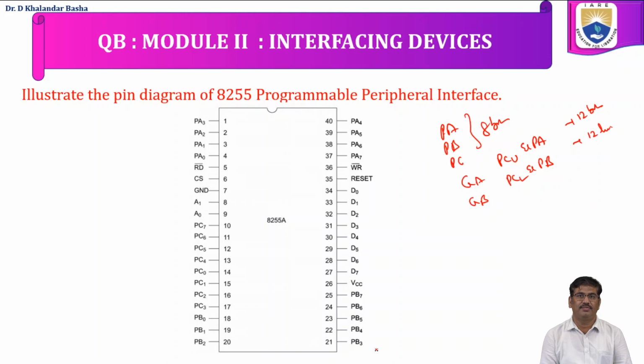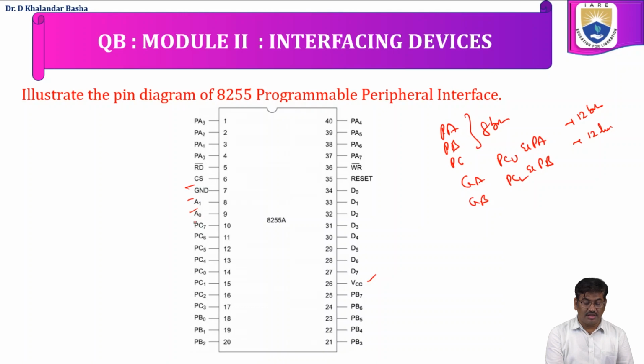Under group A we have port C upper and port A, which use 12 IO pins, whereas group B, that is port C lower and port B, use 12 pins of IO devices. Apart from that, we have the address lines A0, A1. This is mainly for differentiating whether it is the control word register or port A, port B or port C. Next, the ground pin, which is for grounding the supply, and the VCC pin, which provides the biasing voltage for the internal elements.